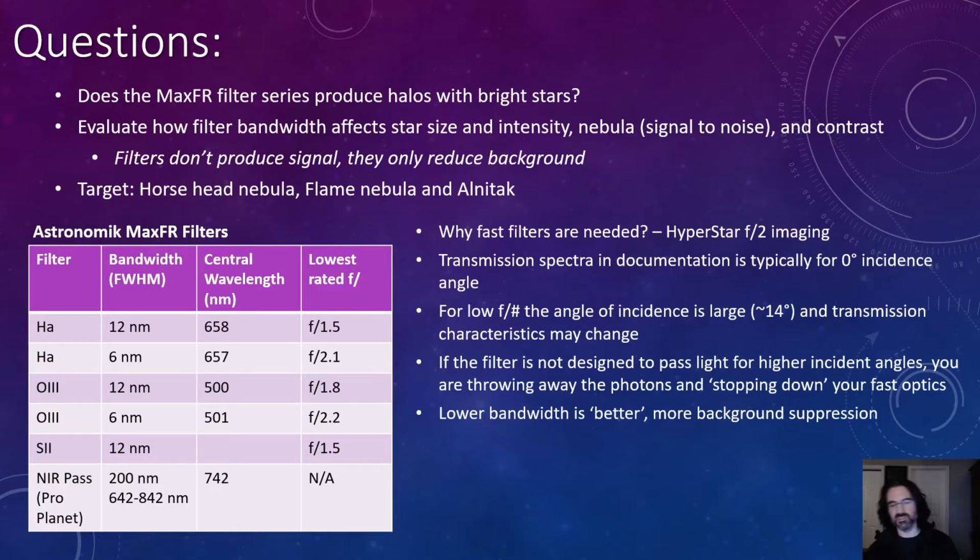So one of the questions is, is lower bandwidth better? Does it provide more background suppression? What I'll be focusing on today is primarily just the Ha signal. As I got into this, that was enough to look at. There's quite a bit to talk about with just these two filters, and I'll be talking about the O3 and S2 filters in the future.